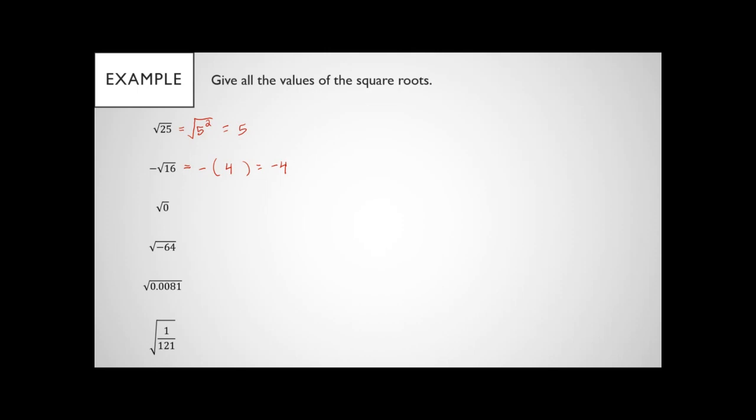Now the square root of 0, this is 0 squared equals 0. Basically 0 to any power equals 0. So the square root of 0 is always equal to 0.